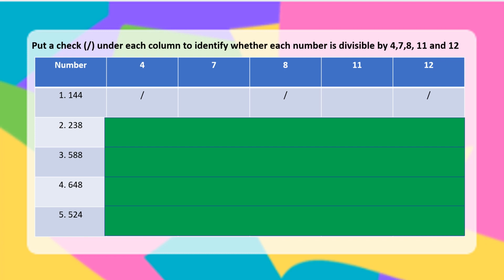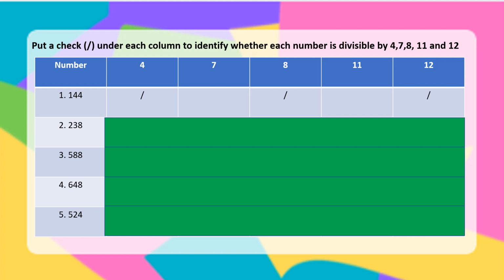7, doubling the last digit which is 4. So, 4 times 2 is 8. 14 minus 8 will give you 6. And 6 is not divisible by 7. The last three digits, which is 144, is divisible by 8. So, it has a check mark.